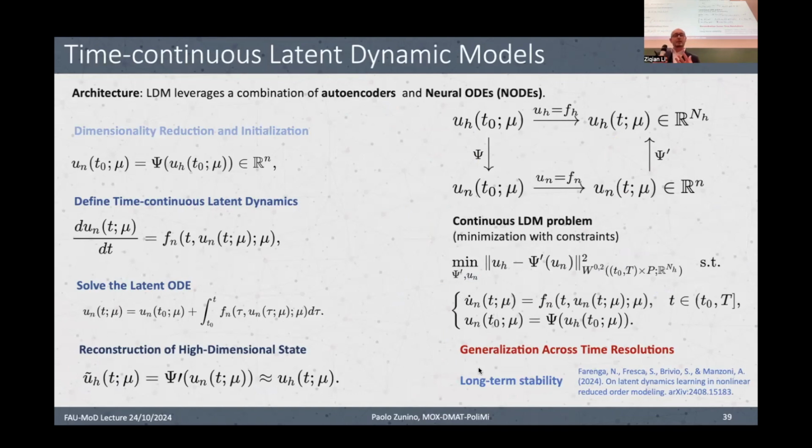So in the case of high-dimensional representation of the solution, there are the so-called latent dynamic models, which can be formulated as a learning problem where we want to minimize a representation error of our high-dimensional solution with respect to the corresponding representation of the latent space decoded through the mapping psi prime. But this minimization is subject to a constraint, and the constraint is the satisfaction of an ordinary differential equation where the function f has also to be learned. So we are actually learning the function of the dynamics in the latent space, which is not known a priori.